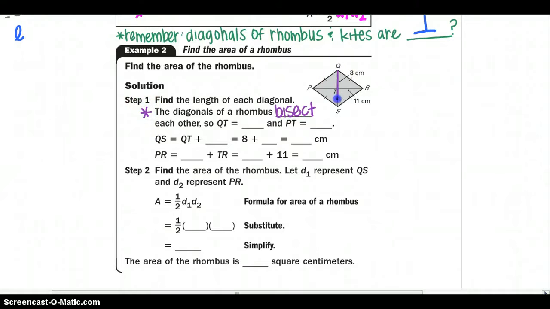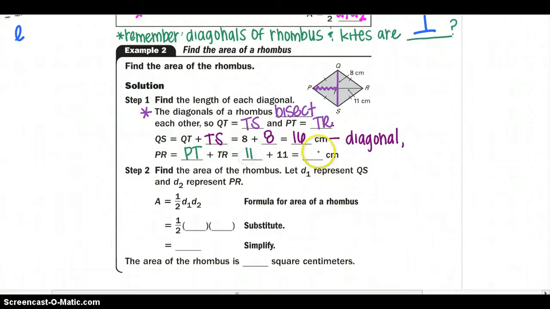So if we look at QT, we know that QT is equal to TS, yes, of course, and PT is equal to TR because they bisect each other. So that's a characteristic we need to make sure we memorize. So QS equals QT plus TS. So we would say 8 plus 8 would give me the length of my diagonal 1.